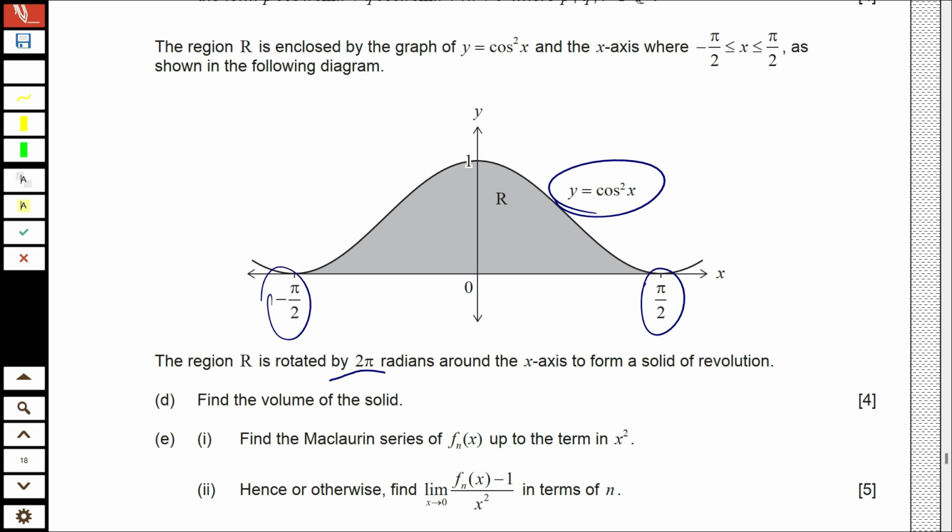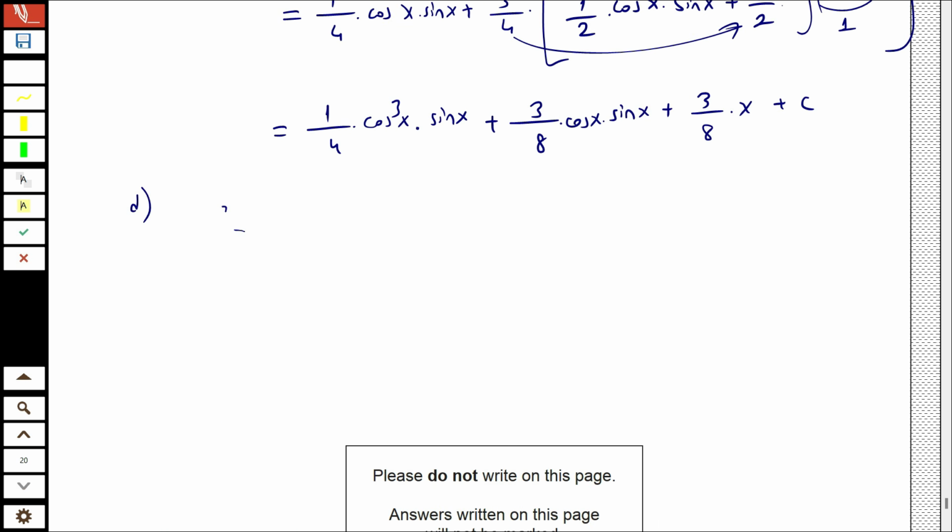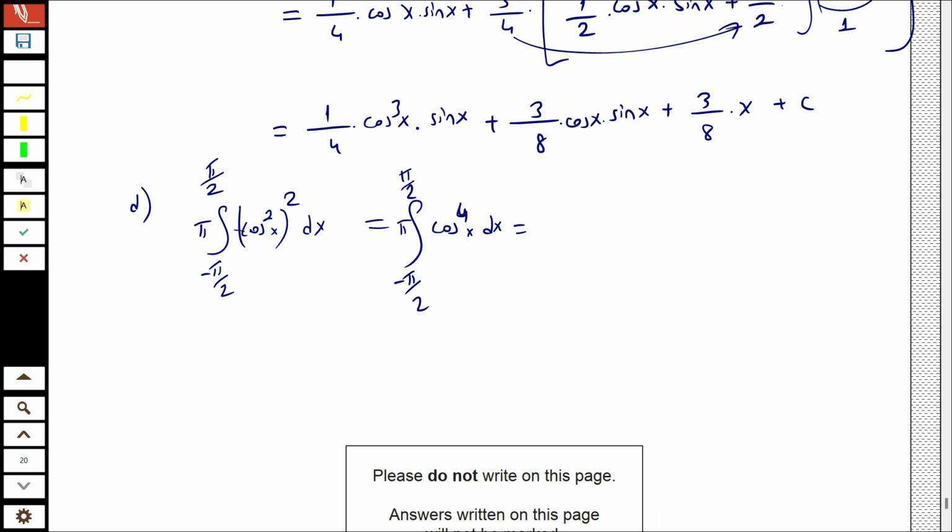So I will apply the integral formula again to find the volume, and I know that the limits of this integral are minus pi over 2 and pi over 2. To find the volume, we just multiply by pi the square of the function, which is cosine squared, and I will take the square of this again. So we'll find this integral, which is cosine to the power of 4x. We already found this in the previous question, so you can just write this expression in here.